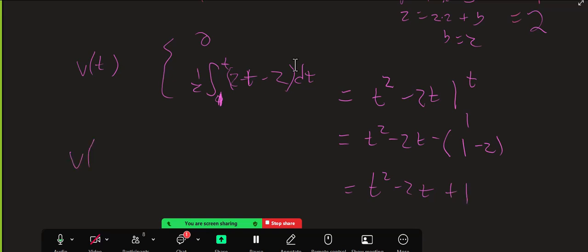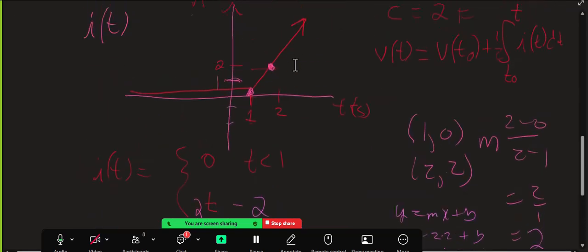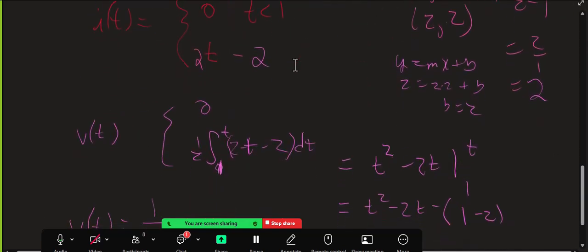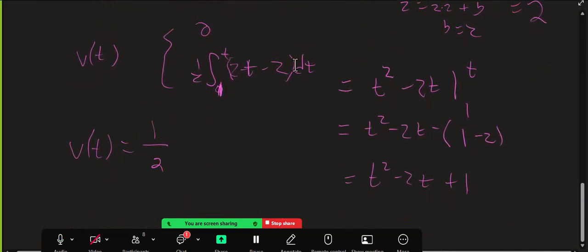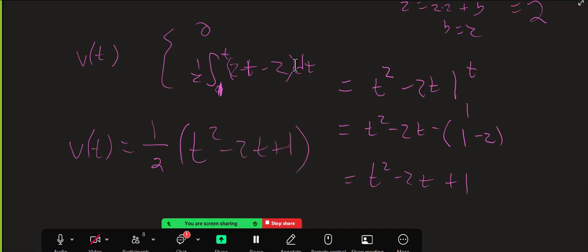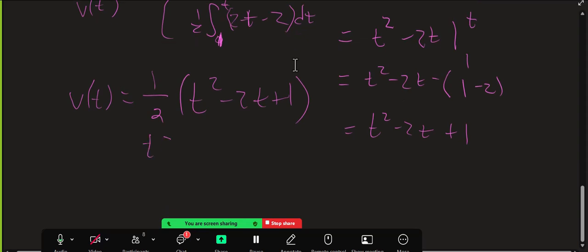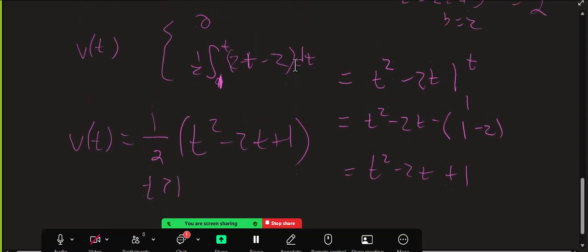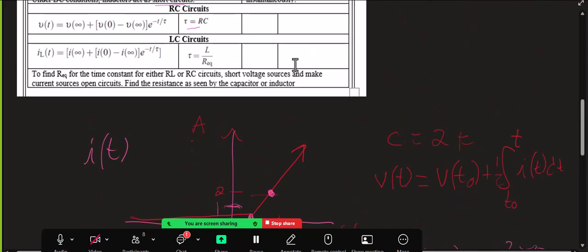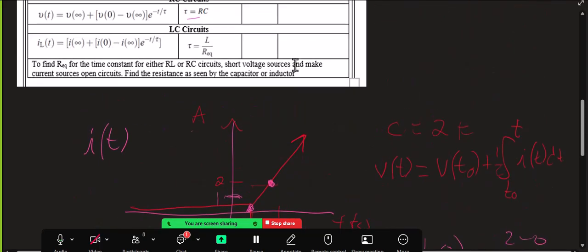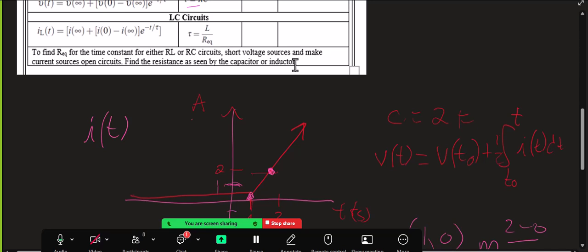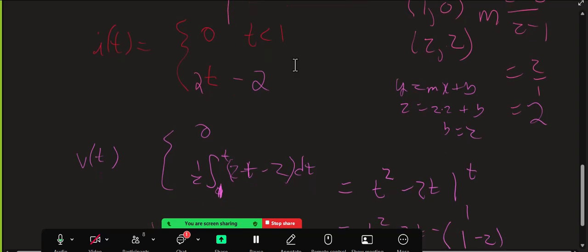And so my voltage would be 1 over my capacitance, which was 2, times t squared minus 2t plus 1. So that would be my voltage for t greater than 1. The one thing I didn't have to do with this one is to find out what the voltage was at the beginning, because we knew it was 0. So that part was just 0.